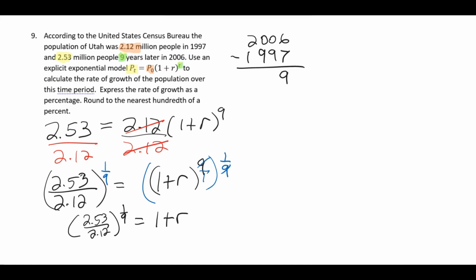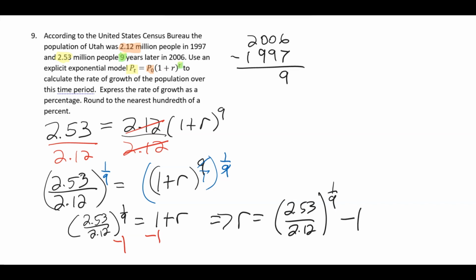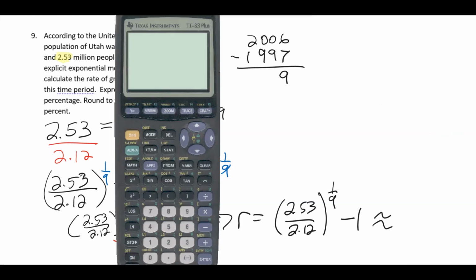The last step is to subtract 1 from both sides. And so that would give us R equals. This is the exact value, no rounding at all. This is how far you want to get it before you go to your calculator and get an approximation. So let's take a look at the calculator now.